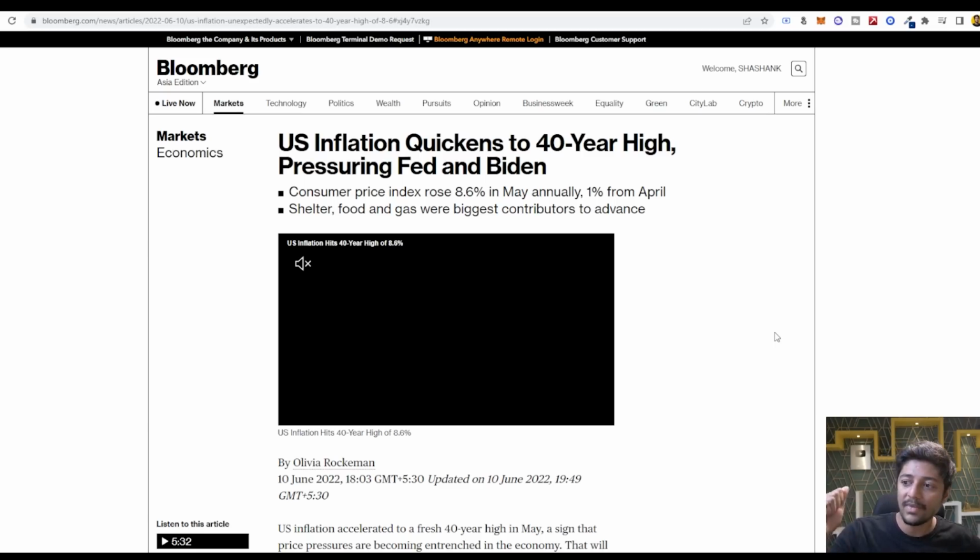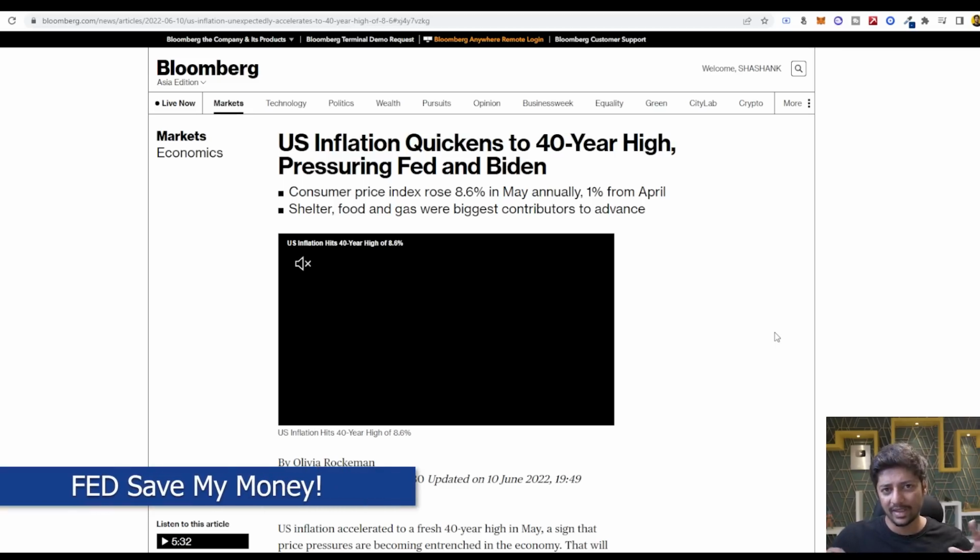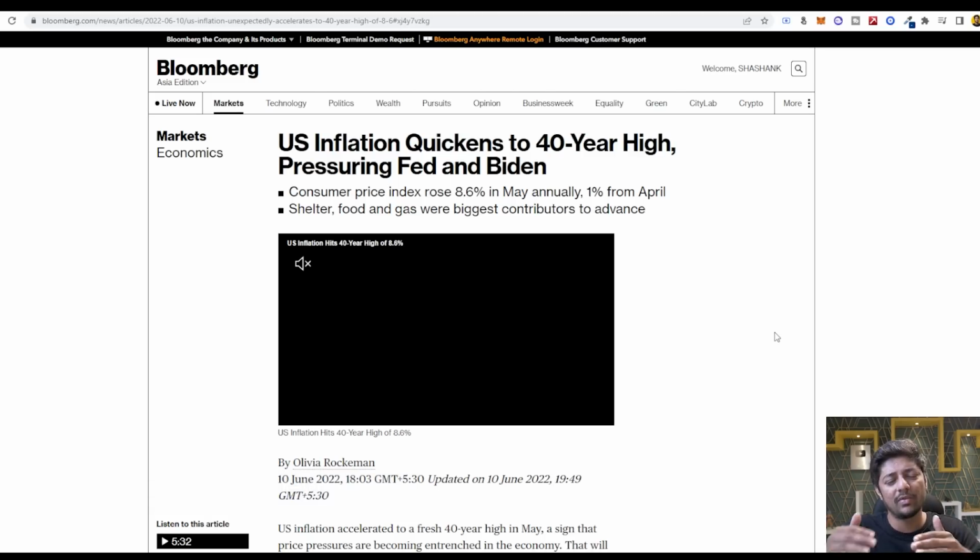First of all, shelter, food and gas were the biggest contributors to this inflation. Now, why is inflation going up scary? It's not because things are going to become more expensive. No. People are getting scared because now the Fed has to be more aggressive than what they were. The Fed thought we printed so much money, let's go easy, we'll slowly increase the interest rates and go.